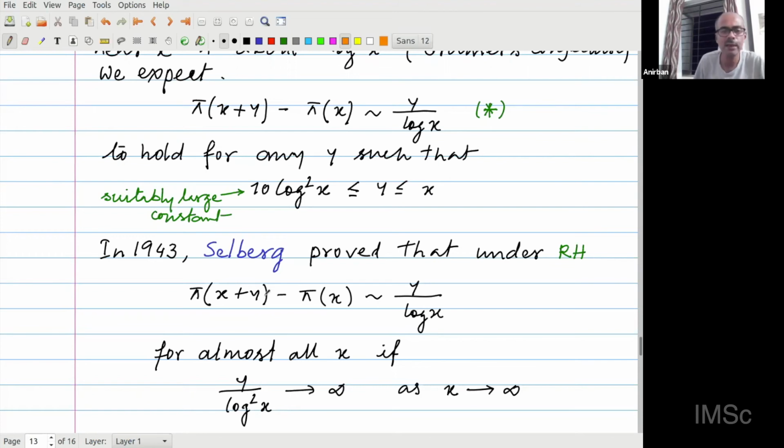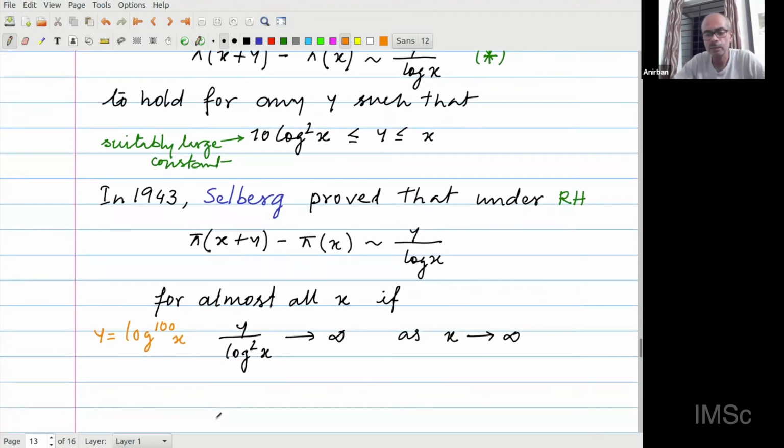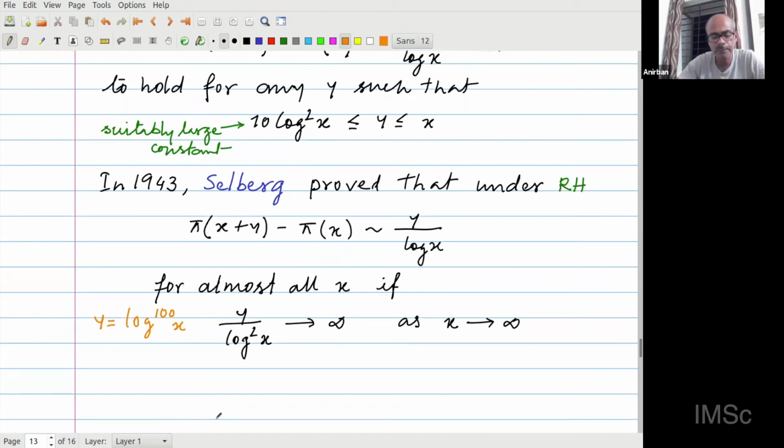And not only just a constant multiple of log square x, but the quotient should go to infinity. So if I replace y by say log 100 x, then it's fine, or even log 10x is fine. So some log power should be fine. So that is what Selberg proved, and this is expected to be true for all x. This is a conditional result, under the Riemann hypothesis, but it's expected to be true. That was the thinking at that time. So in fact, Selberg's result strongly supported it.